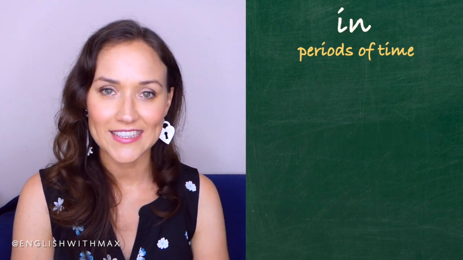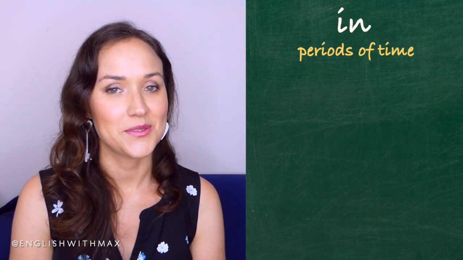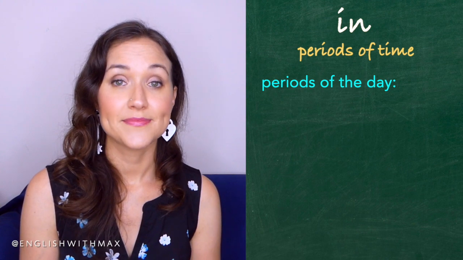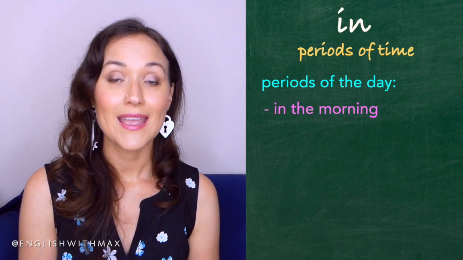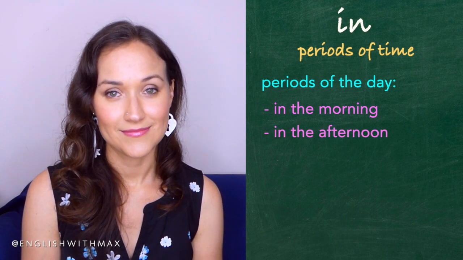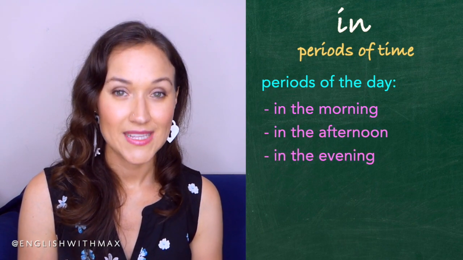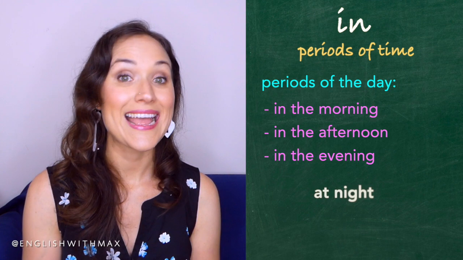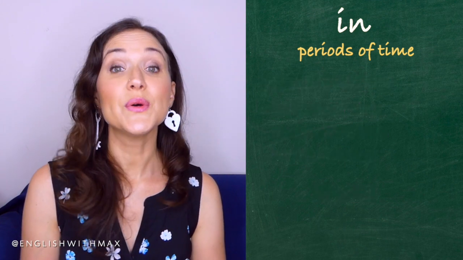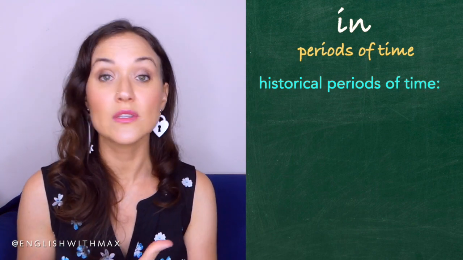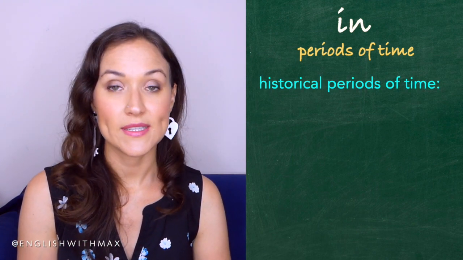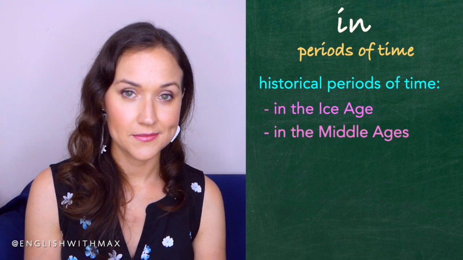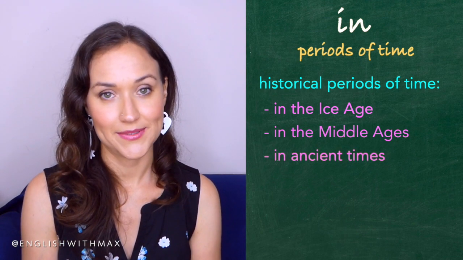We haven't quite finished with in yet. There are a few more things to know. We use it for periods of the day. We say in the morning, in the afternoon, in the evening. An exception to that rule is with the word night. We say at night. We also use in for historical periods of time. We say in the Ice Age, in the Middle Ages, in ancient times.